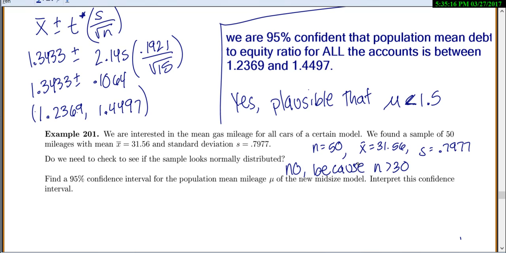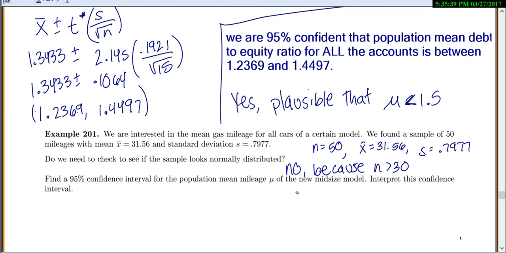So just like with our z confidence intervals, you check two things. You say, is our sample size at least 30, or is our data normally distributed? And as long as one of those things holds, you're good. So what I want you guys to do is take the next probably about 5 minutes and do this problem by yourself, include the interpretation, and then we'll see what you got.